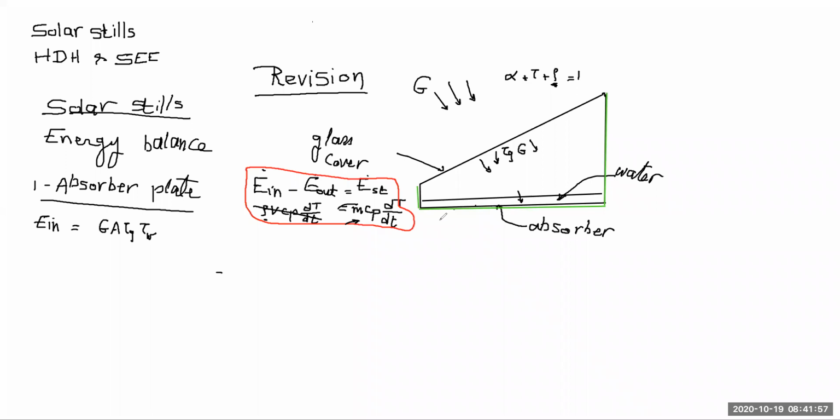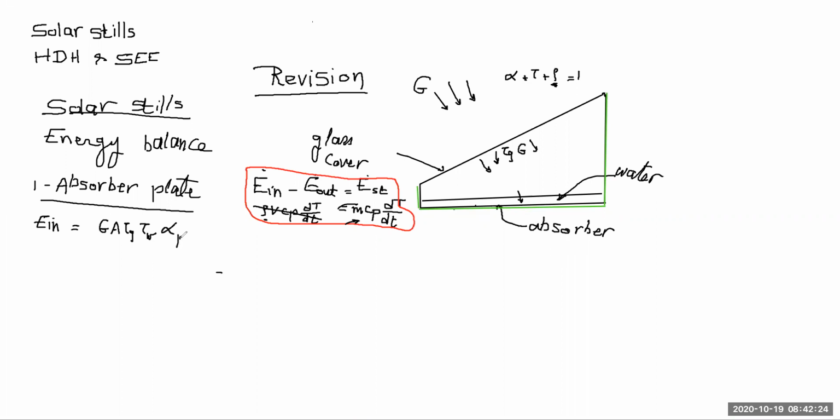it should be G into the area into the transmissivity of the glass into the transmissivity of the water. This is what is going to fall onto the absorber, but the absorber has its own radiation properties. And the most important one that we are interested in here is absorbing the energy. It's called an absorber, so it should absorb most of the energy falling onto it. That's why we painted it black, so that it is almost a black surface and can absorb most of the energy falling onto it.